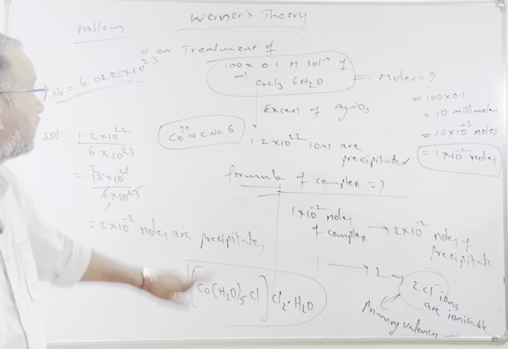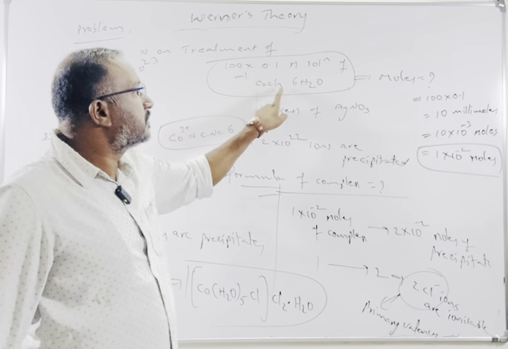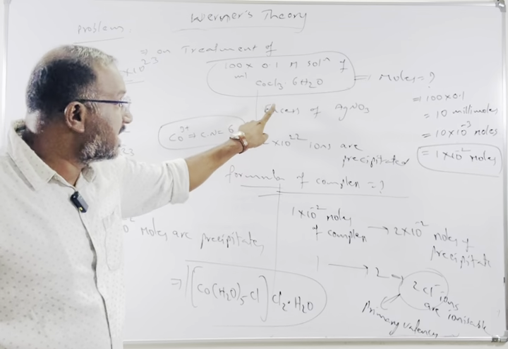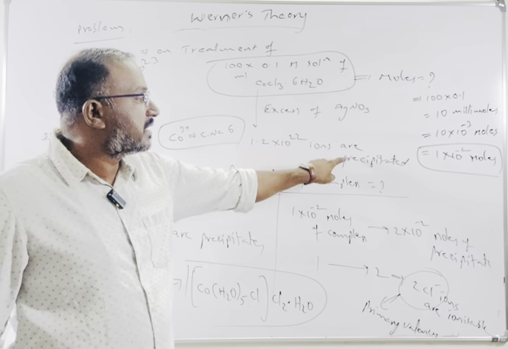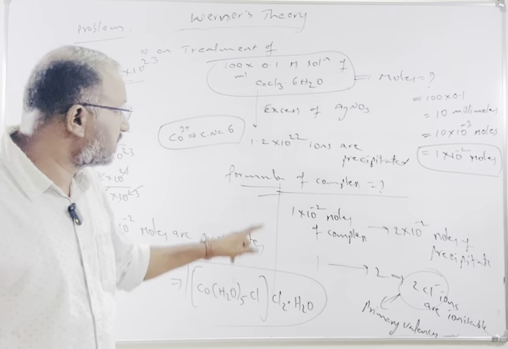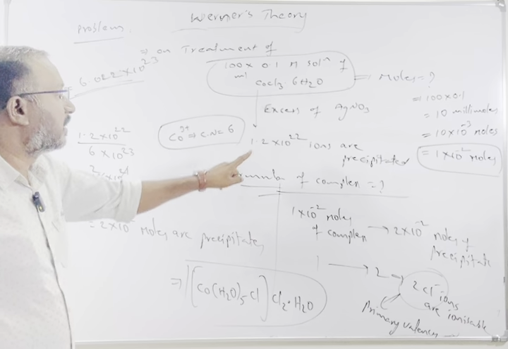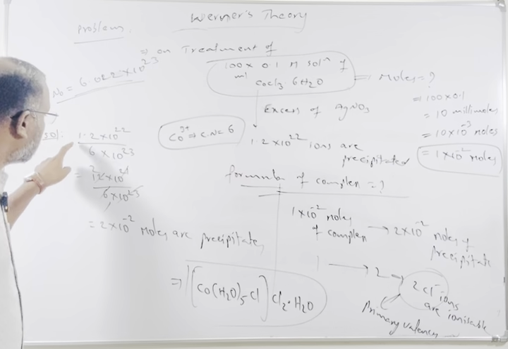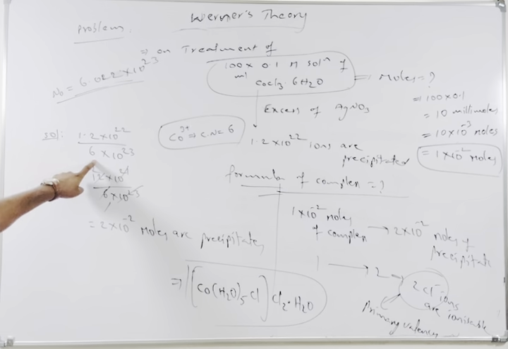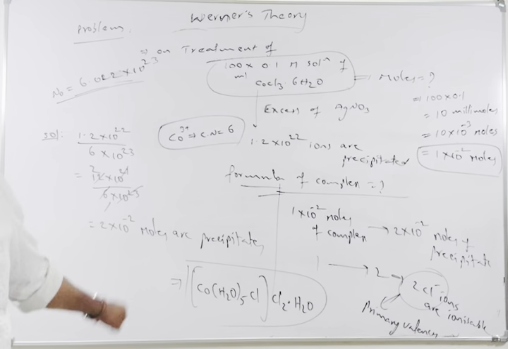Once again, briefly I am saying: on treatment of 100 ml of 0.1 M solution of CoCl3·6H2O with excess amount of AgNO3, 1.2 × 10^22 ions are precipitated. So what is the formula of the complex, he has asked. First I have to convert these ions into moles. So I have divided these ions by the Avogadro number. On division I got 2 moles of precipitate.